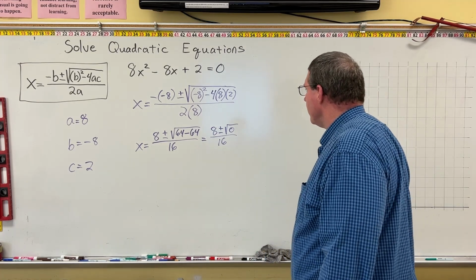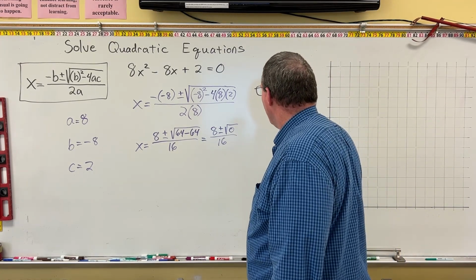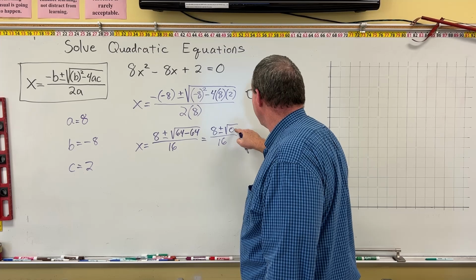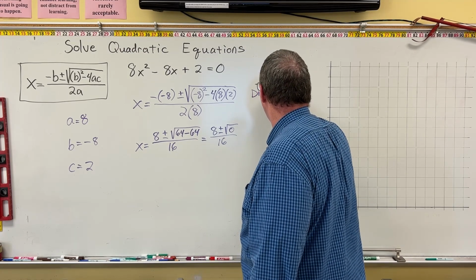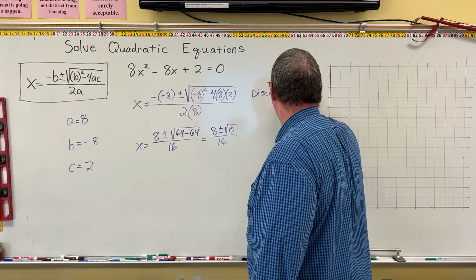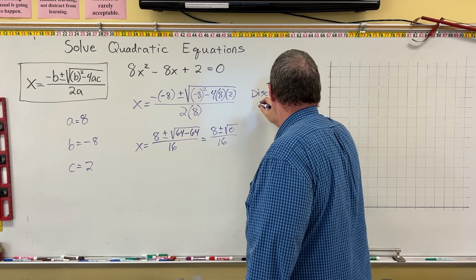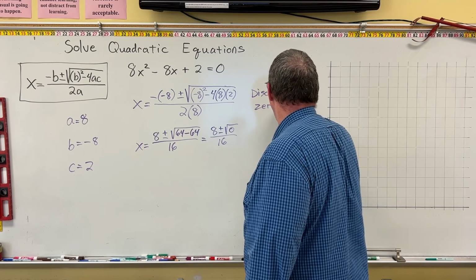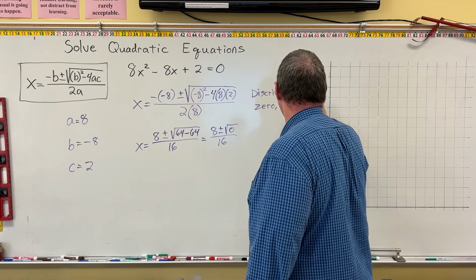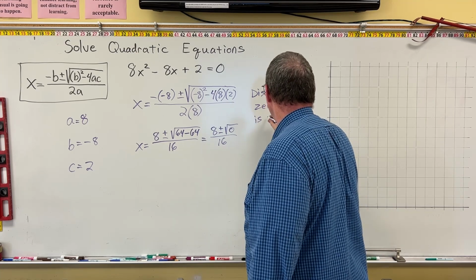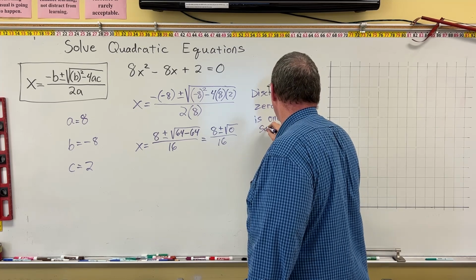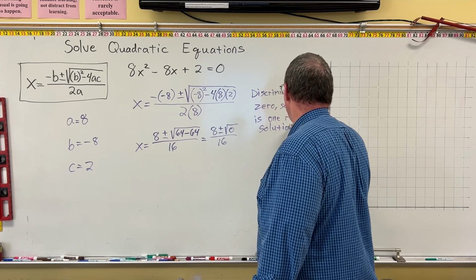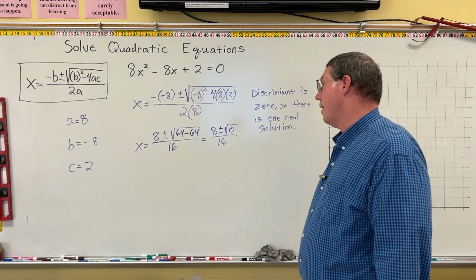Now, remember what we said previously, the discriminant here is 0, okay? And because the discriminant is 0, there is only one real solution. So we're only going to have one answer instead of two answers, and it's going to be a real number. Well, let's find out what it is.